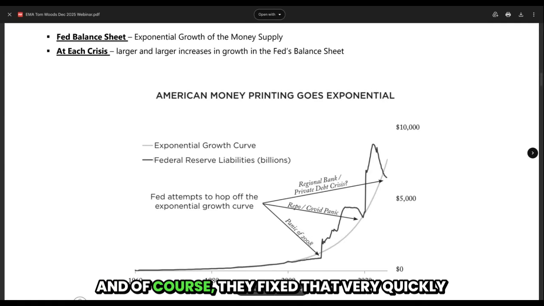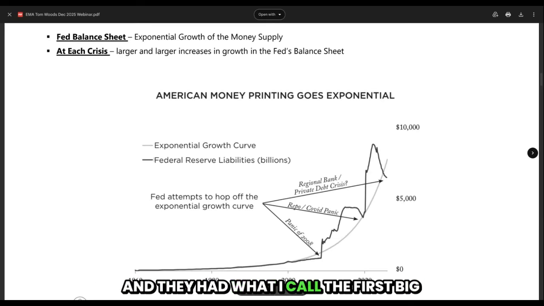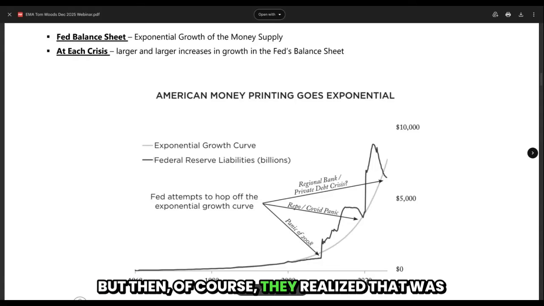and bingo, you had the panic of 2008 and the GFC. And of course, they fixed that very quickly, and they had what I call the first big print, and they took the Fed balance sheet from 800 billion to 3+ trillion. But then, of course, they realized that was a problem, and there was some inflation and other issues.